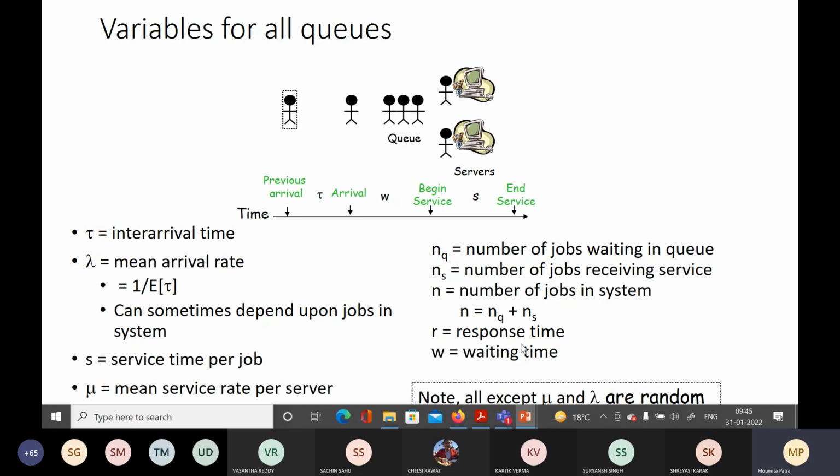R is the response time. So you have a job that enters into the system, and the response time runs until it finishes its execution.